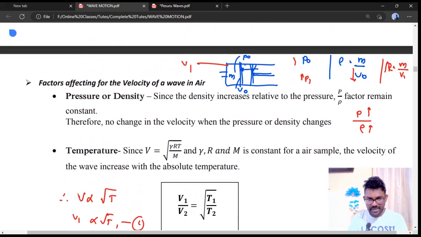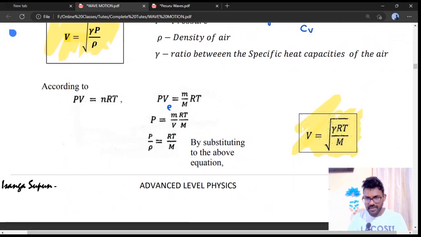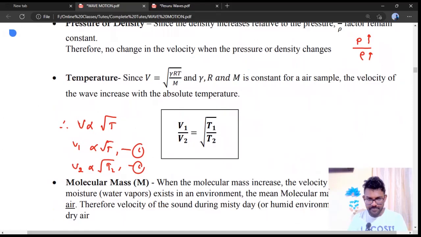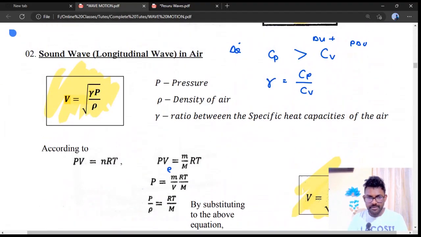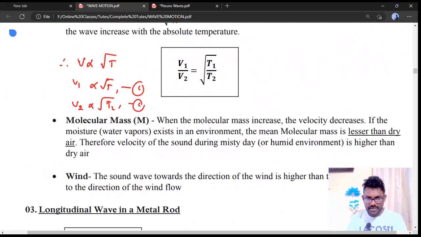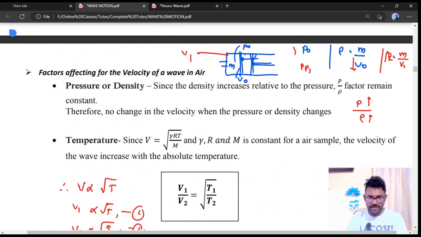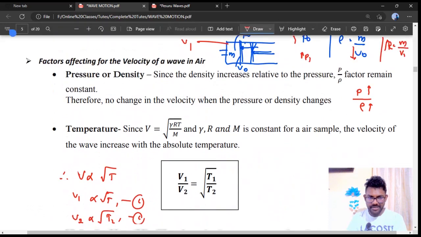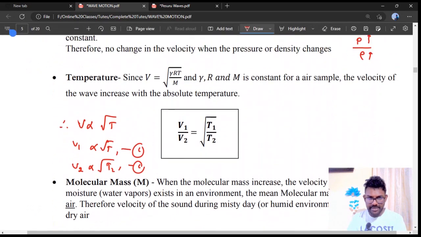How is this derived from the equation V equals root of gamma RT over M? How did that gamma RT come? From PV equals nRT, because the velocity of sound is equal to the root of gamma P over rho. Then the molecular mass also plays a certain role in determining the velocity.